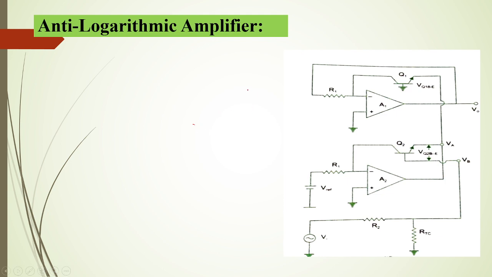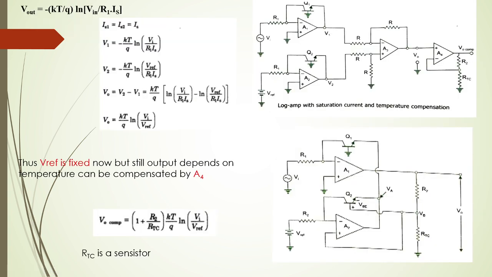Sorry, I forgot to explain the structure of the logarithmic amplifier. So we have seen only up till this. Here we have three operational amplifiers in this structure. Sorry, four operational amplifiers in this structure. The same operation can also be done using only two operational amplifiers. So this is the logarithmic amplifier structure with only two op amps.